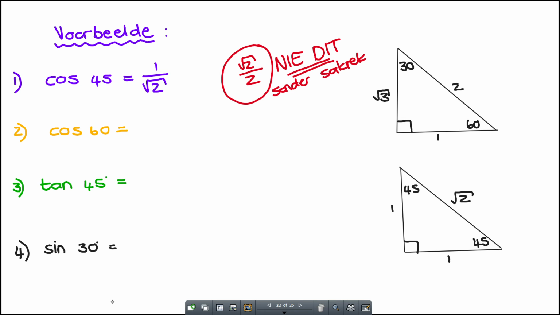Okay. Right, so cos 60, cos 60. I'm going to work from this top triangle. So from 60, cos means adjacent over hypotenuse, aangrensend op skuins, en dit gee vir my 'n half. Sien julle hom? Is julle fyn? Wil julle gou vir myself probeer vir tan 45 en vir sin 30? Probeer gou daai laaste tweeetjies.